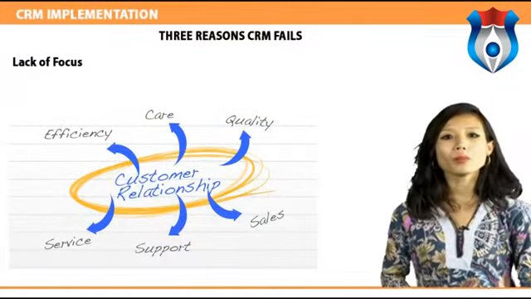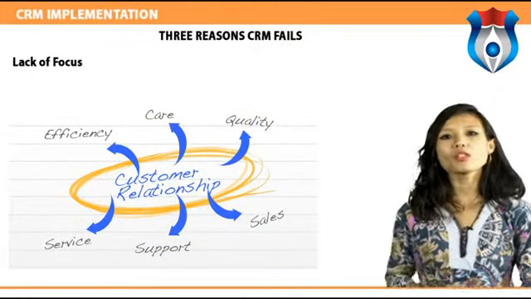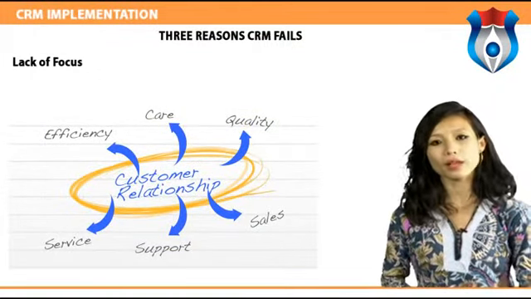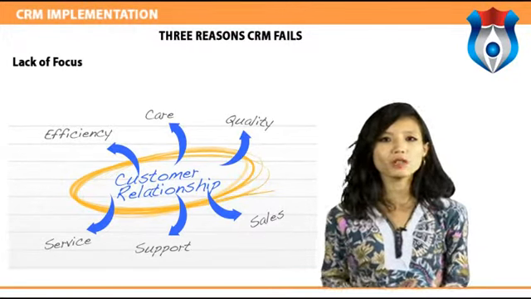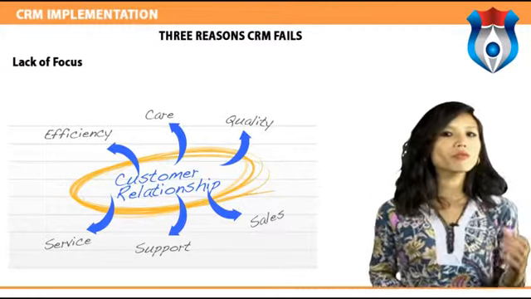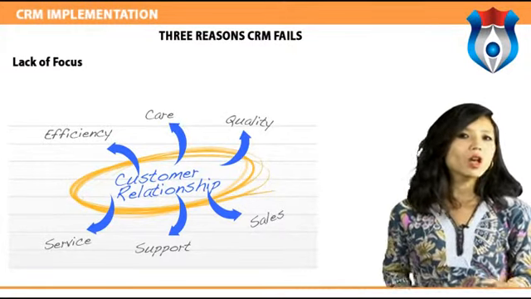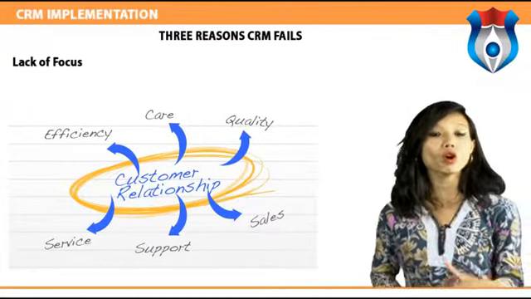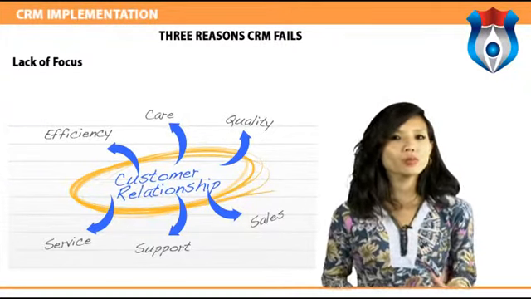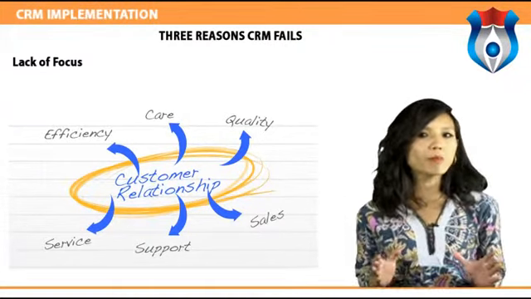Lack of focus. Customer relationship management strategy and application software can deliver a powerful combination to achieve strategic objectives, tactical goals, and effective customer-facing processes. But for sustained success, a CRM effort must first focus on and be aligned with the enterprise's most strategic imperatives.